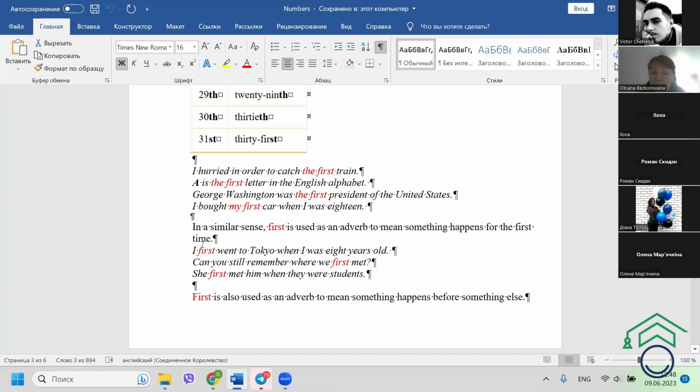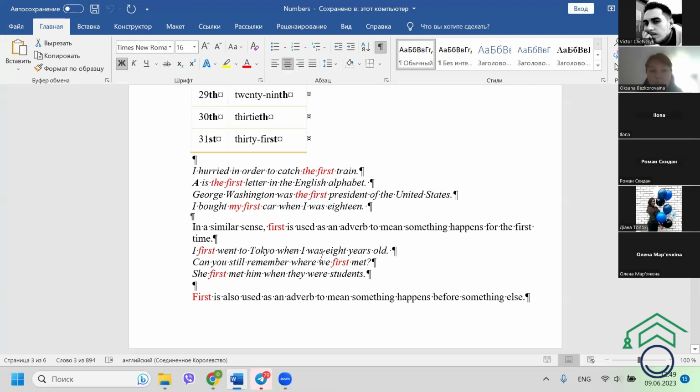Так, але слово first може змінити значення, і вже воно буде не порядковим числівником, а буде мати значення "по-перше" або "перше". Да? От. In similar sense, first is used as an adverb to mean something happens for the first time. Як щось, що трапилося вперше.